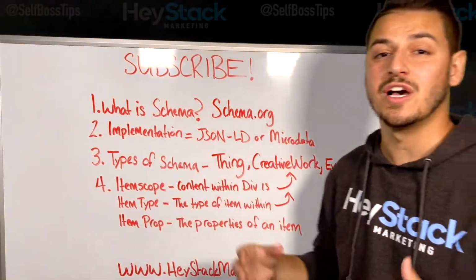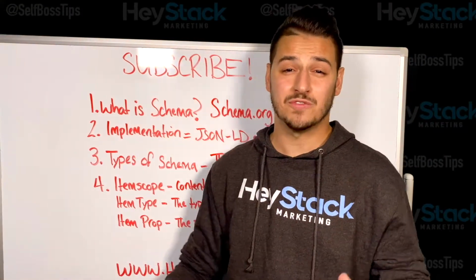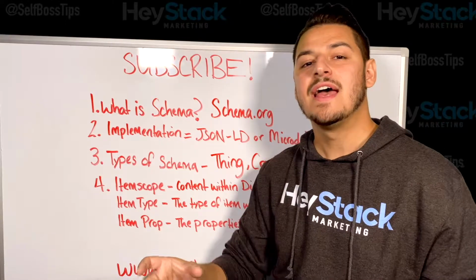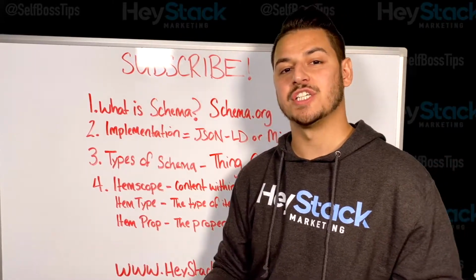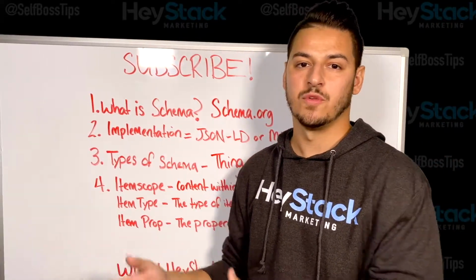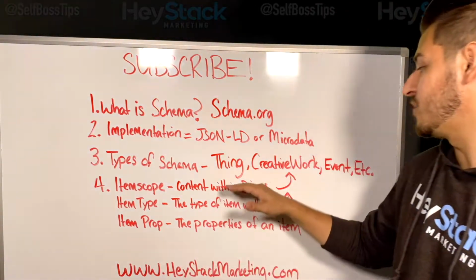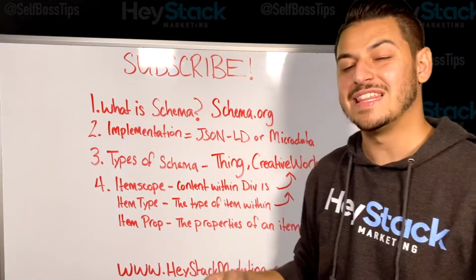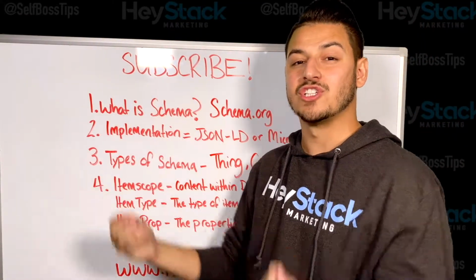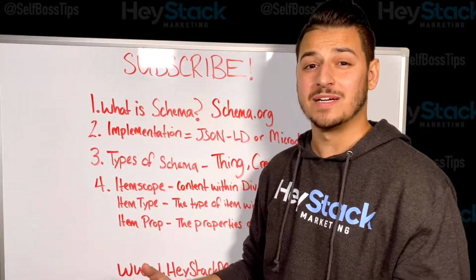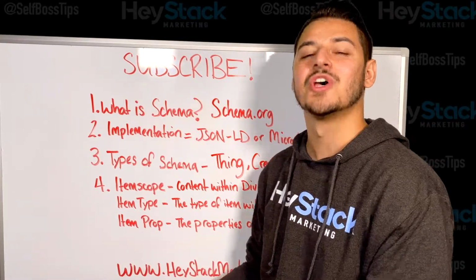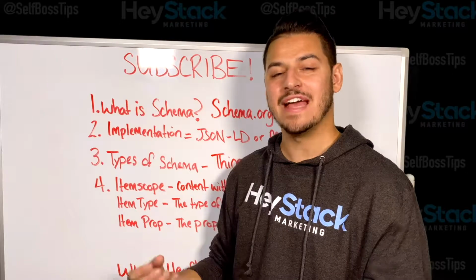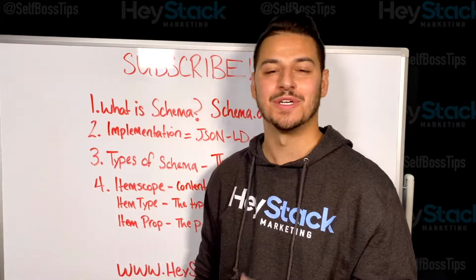There are different types of schema. There are over 600 types of schema that you can implement into a web page to identify and make it easier for search engines to read the content within the web page. Some of the major types of schema, you can have a thing, a creative work, an event, etc. Within each of these items, there are sub-items. And within those sub-items, there are sometimes additional sub-items. And in a moment, you'll see why it is so beneficial to implement as much schema as possible into your web page.